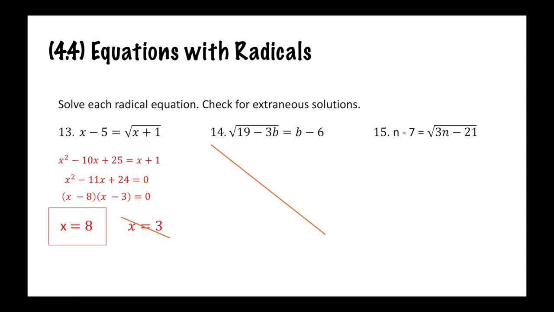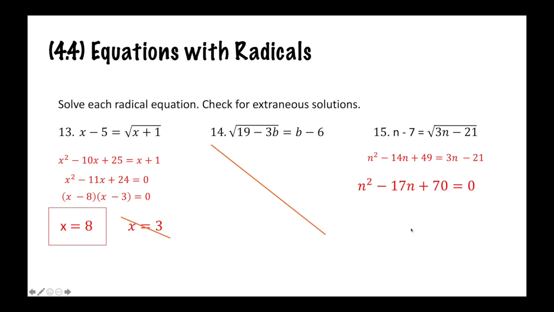I am going to have you guys skip 14. And then as we look at 15, we'll do the same thing we did on 13. We're going to write n minus 7 twice. And as we do that, we get n squared minus 14n plus 49 on the left equals 3n minus 21. Again, having something quadratic here means we're going to move both of these over.